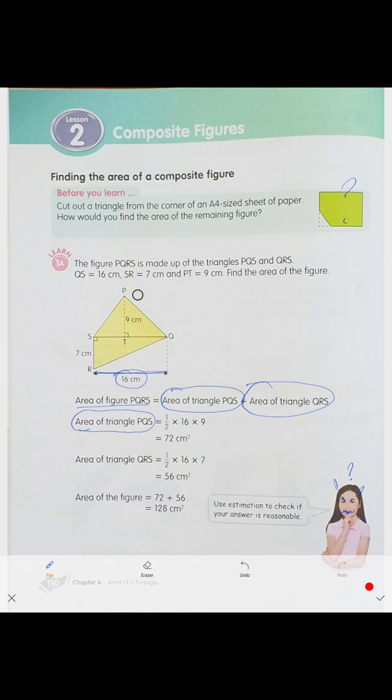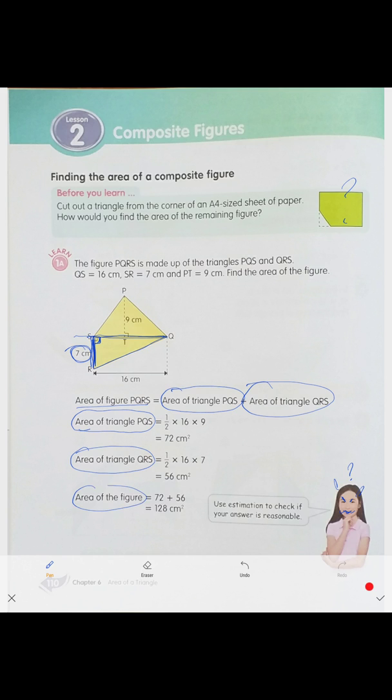Now the next thing they do, they find the area of triangle QRS, the right triangle. Same thing. Here is the base, and because the triangle is right, one of the sides is actually the height. You can see this is basically half of this rectangle. So this is what they do: half of the rectangle with sides 16 and 7, and the area is 56 square centimeters.